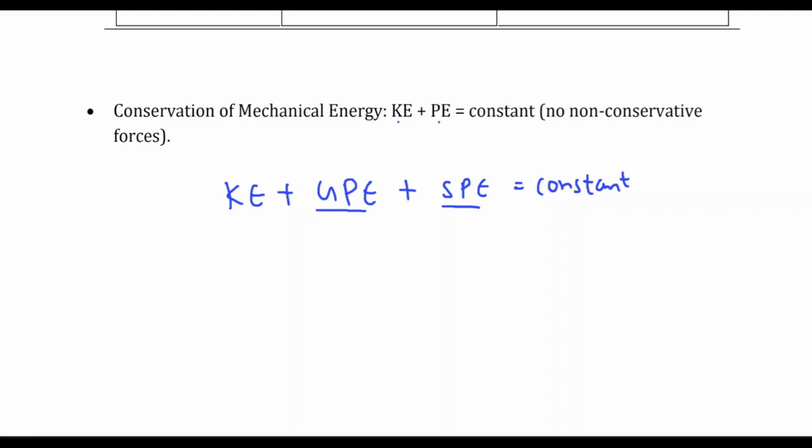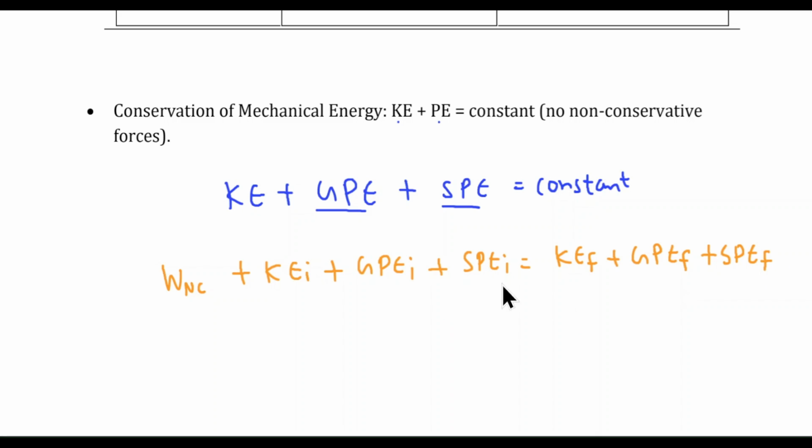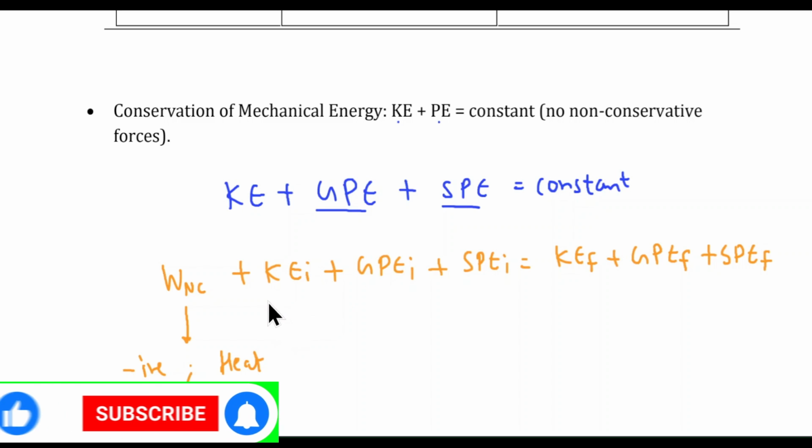On the other hand, if there is a non-conservative force, then the only change in this entire thing is W_NC, the work done by the non-conservative force, plus initial kinetic, plus initial gravitational, and so on, will be equal to the final energies. That's how we conserve the energy when we have non-conservative work. And remember, if the non-conservative work comes out as negative, it means that energy is lost in the form of heat. So sometimes they can ask you what is the heat lost by the friction. So they are basically asking for the work done by the non-conservative force.